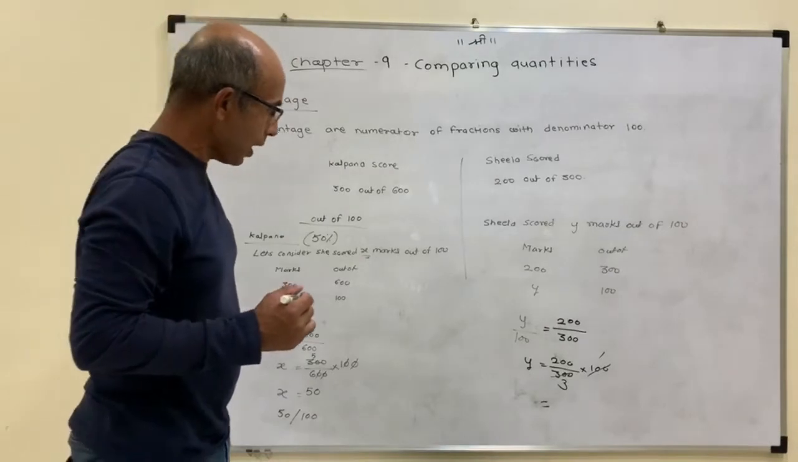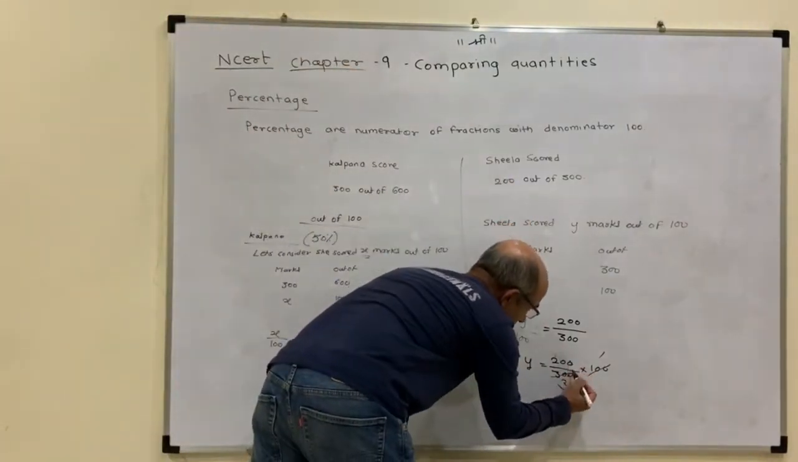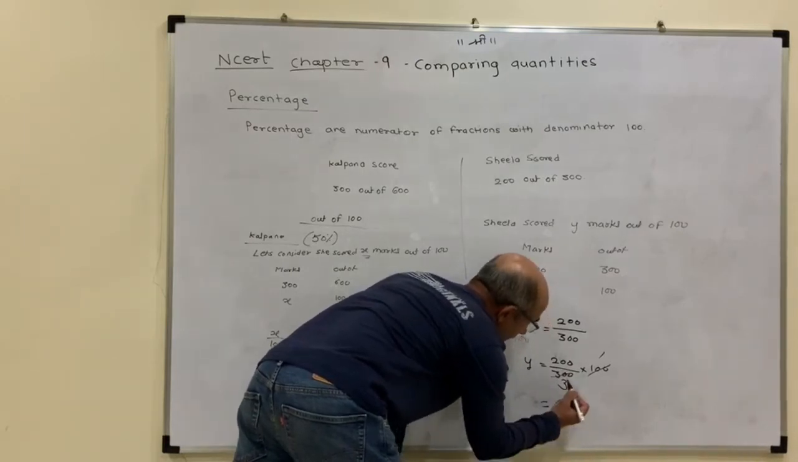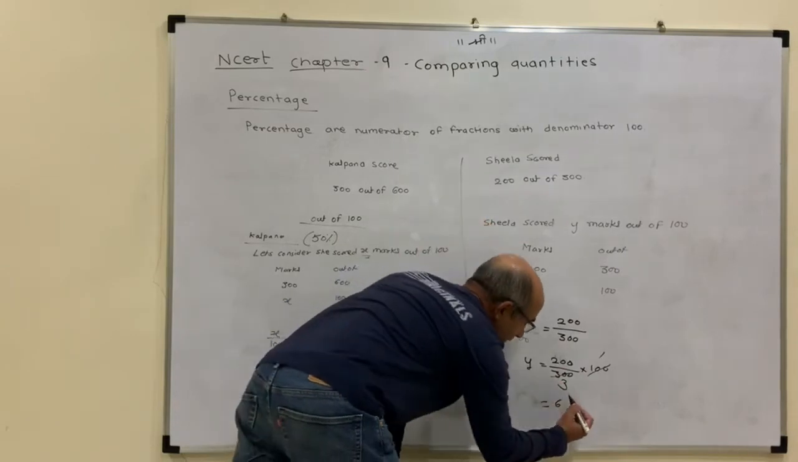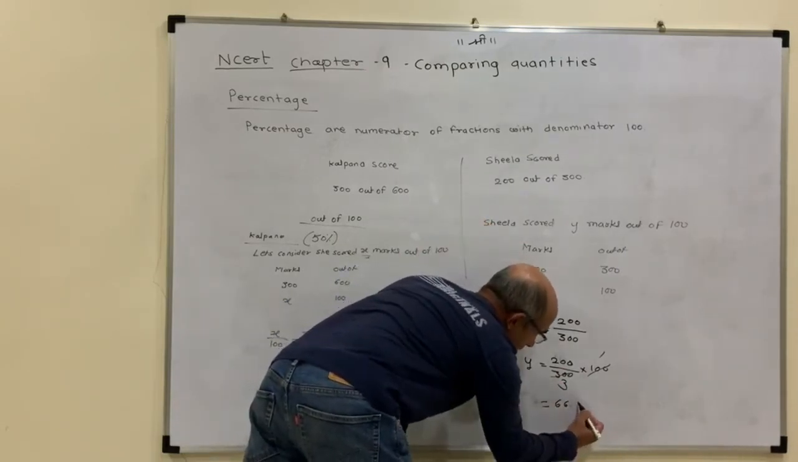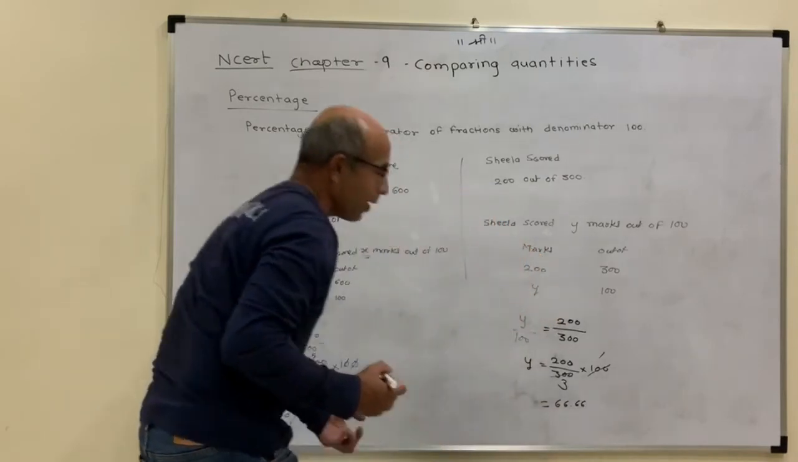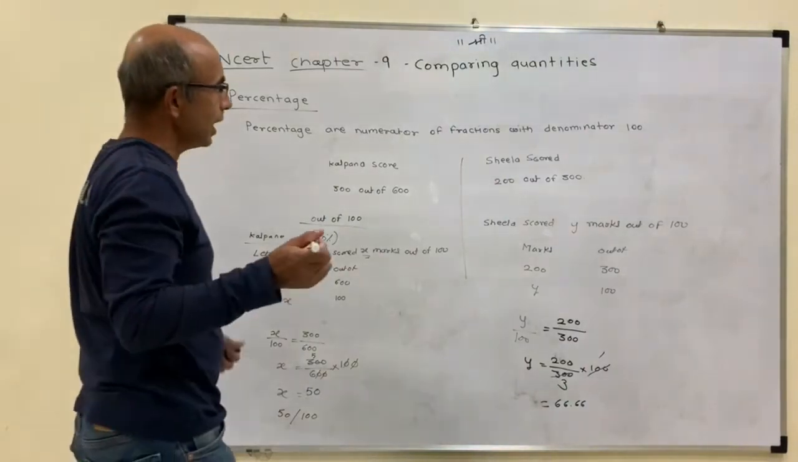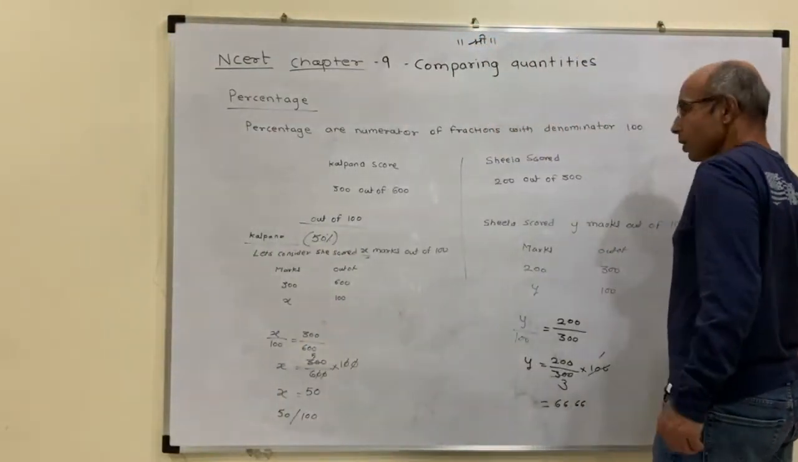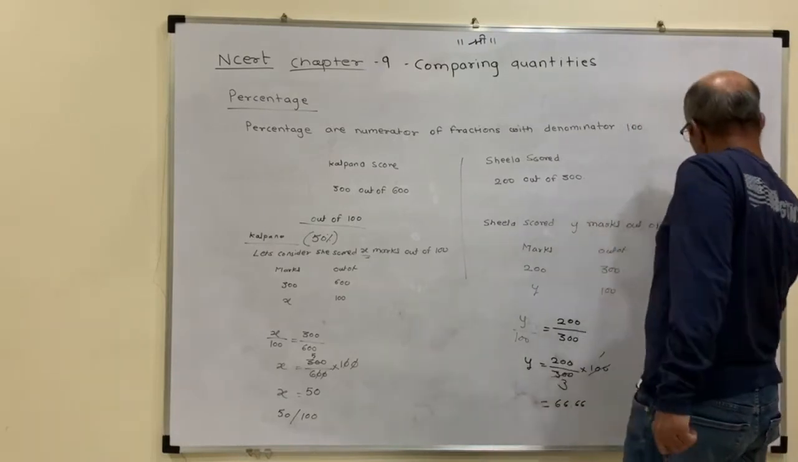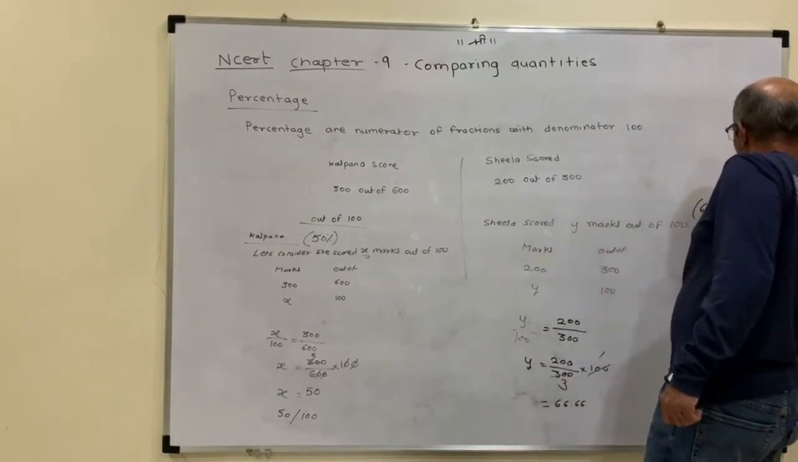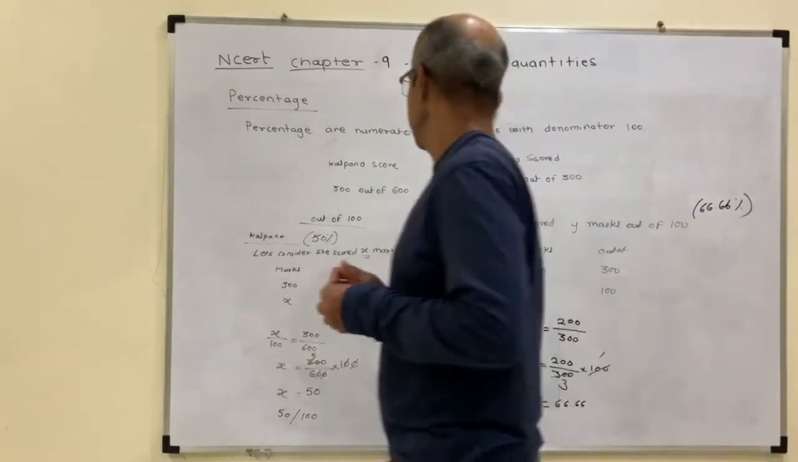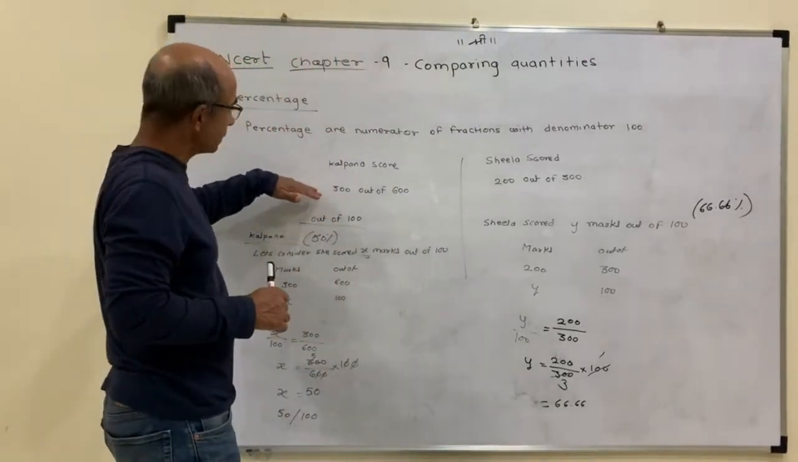Now I am going to divide 200 by 3. 3 6s are 18. The remainder will be 2, plus 3 6s are 18, and then it will be 66. So my Y's value is 66.66. So Sheila scored 66.66%.